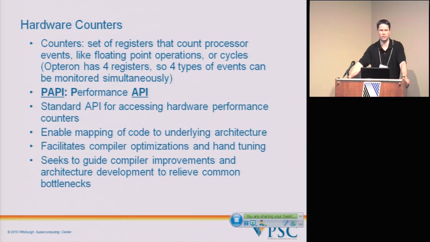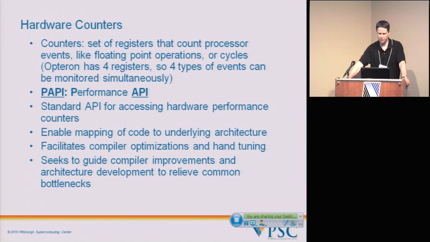What this means is that on an Opteron, you can look at 4 different types of events at a single time. You may want to look at cache misses and floating point operations and 2 other things, and that would be it. You could only measure those 4 at one time. So you'd have to run a bunch of different experiments if you wanted to look at a different set of events on the processor.